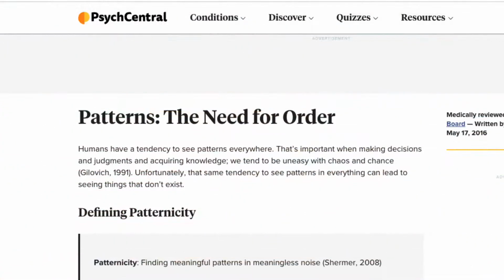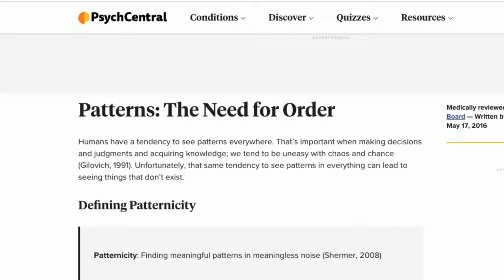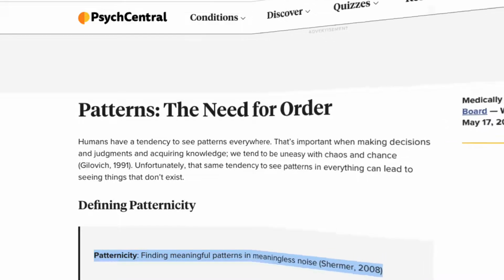Now let's talk a little bit of psychology, patterns, and the need for order. Humans have a tendency to see patterns everywhere, and although important when making decisions and judgments, the end product is, unfortunately, that the same tendency to see patterns in everything can lead to seeing things that don't exist. Right here: patternicity, finding meaningful patterns in meaningless noise. It is a human condition.